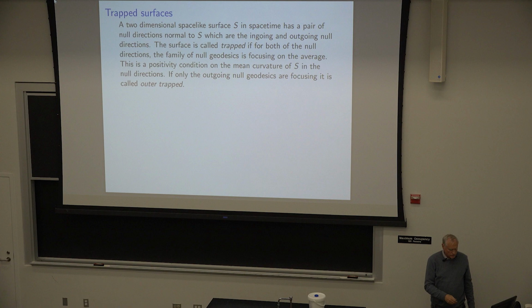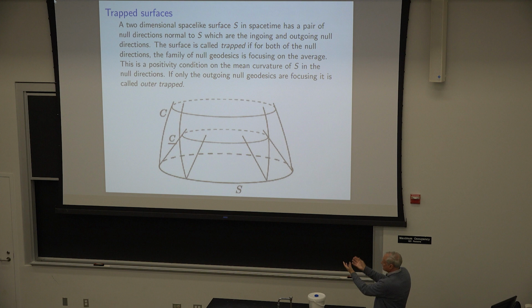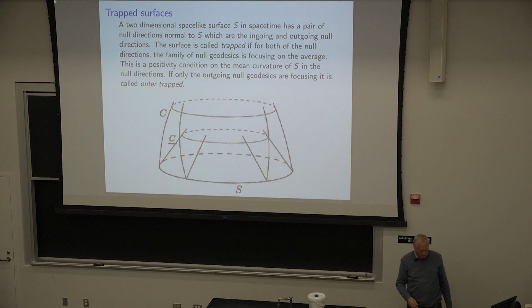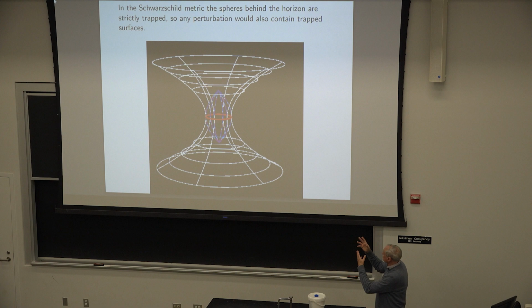And so the notion that a surface be trapped is that, and I have a little picture of it there, when we move along the family of null geodesics, either outgoing or ingoing, we have focusing. In other words, the average rate of change of the focusing is positive, is not negative. And so that's what it means for a surface to be trapped. Actually, there's a weaker notion, which is outer trapped. If we're able somehow to distinguish the inward from the outward directions, then we could require trapping just in the outward directions. Intuitively speaking, if you consider the spatial Schwarzschild metric, and the round spheres, the central sphere there is the horizon, so that's marginally trapped.